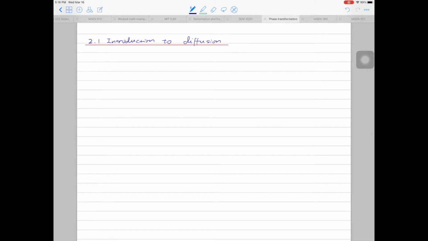In this and the next few videos, we'll look at diffusion in metals and alloys. We'll start by asking ourselves why we're interested in diffusion. This is because most phase transformations are diffusional. Let's look at two examples.